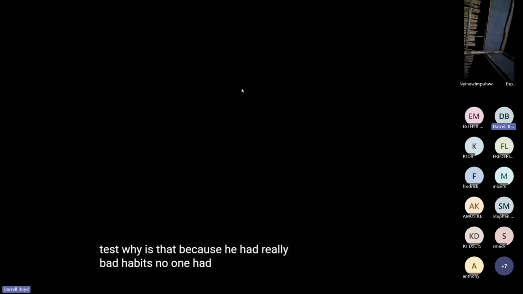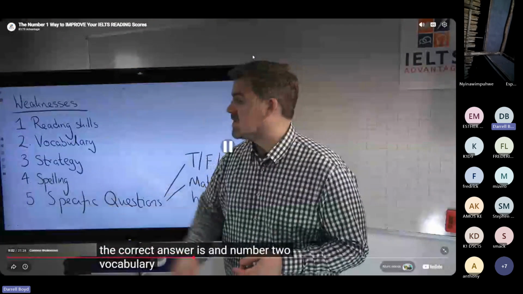So it could be that you just need help with reading, all right? You are not very good at reading in English yet, so you need to practice more reading. You need to focus on getting better at skimming, scanning, locating information within a text, and deciding meaning, deciding what the correct answer is.